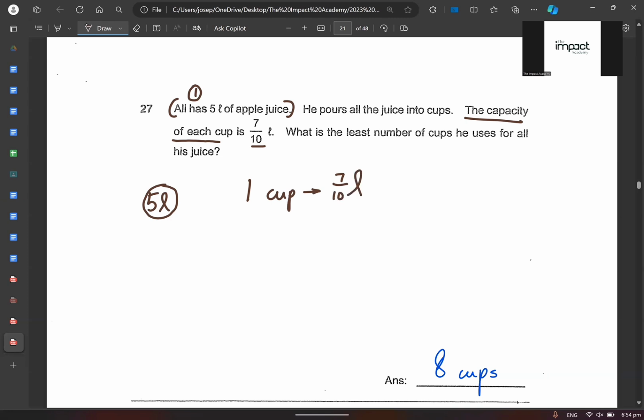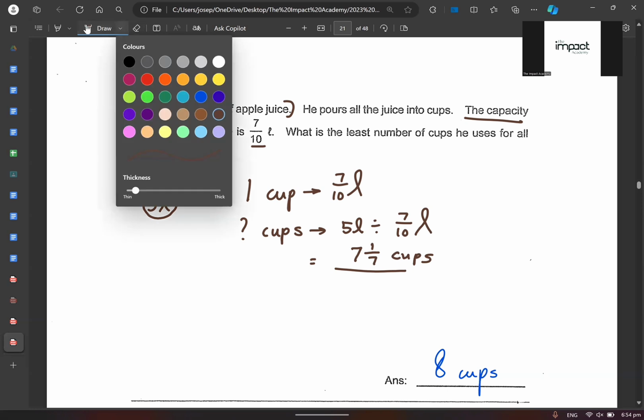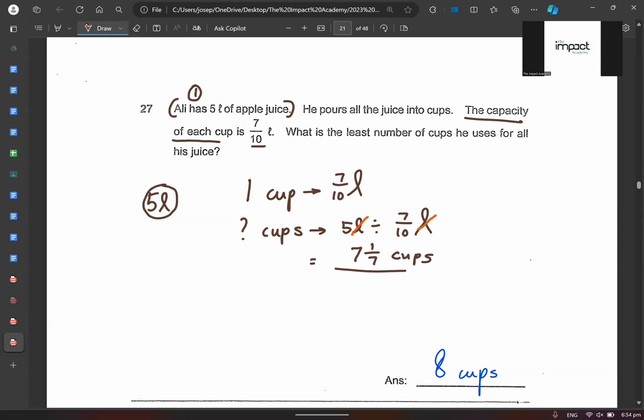Agree so far? So a lot of you will be like, oh, easy. I'm going to find how many cups. I just have to do 5 liters divided by 7 over 10 liters. Correct or not? But you all fail to realize that the answer you get must be in cups. So I will get 7 and 1 over 7 cups. Why is that so? Because when I divide, what happens to my liters? They cancel each other. So I need 7 and 1 over 7 cups in order to pour all of the juice.